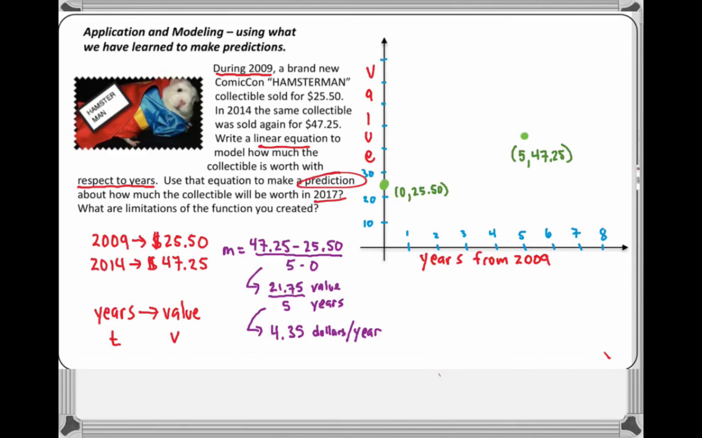Okay, so what we can do then is start defining our variables. We talked about it a tiny bit, but just to clarify, I'm going to let t equal the years from, hey, I spelled it right, 2009, and v equals value in dollars.